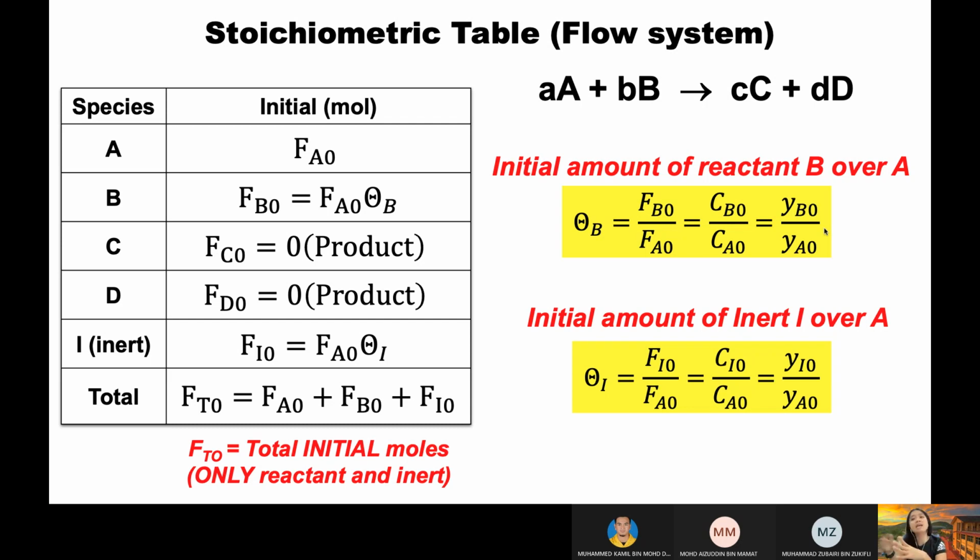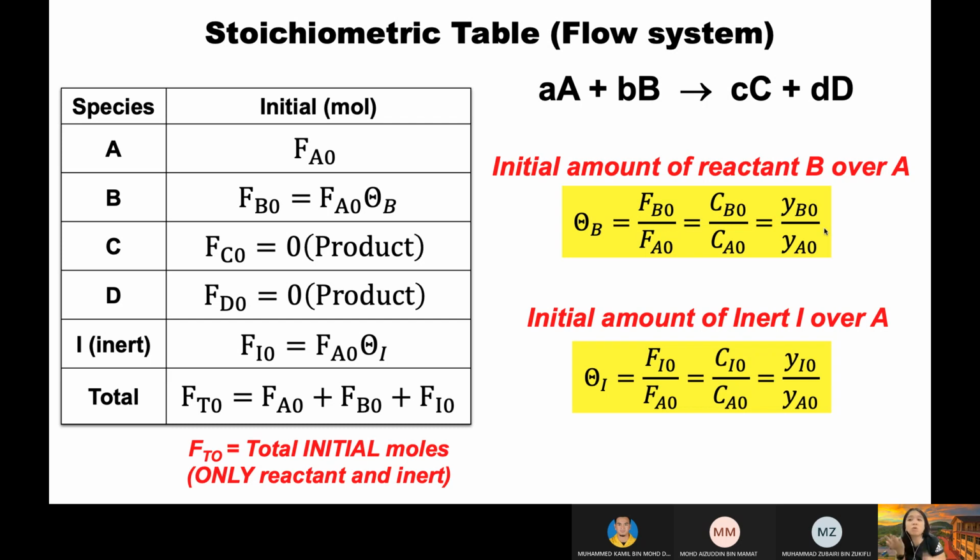Ataupun dia kata initially, let's say dia kata initially I have 30 mole percent of B, 70 mole percent of A. Normally kita akan tahu mole percent ni sebab bila reaction kita mesti akan determine first.